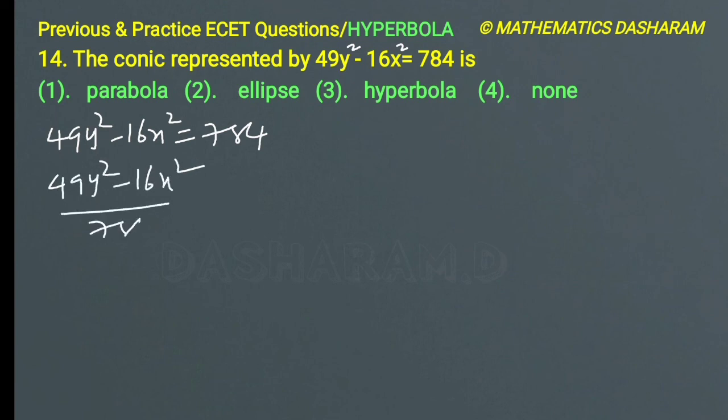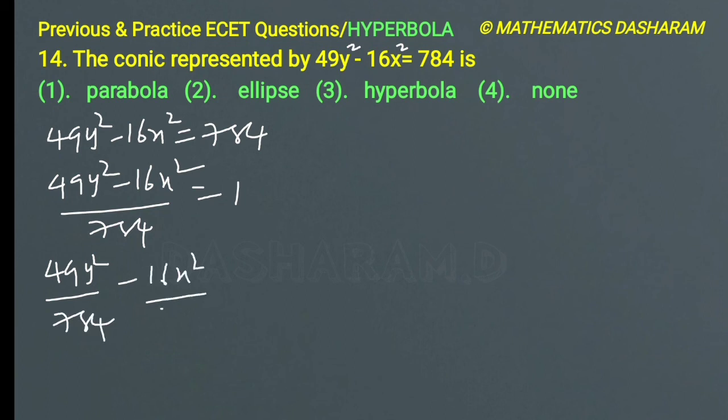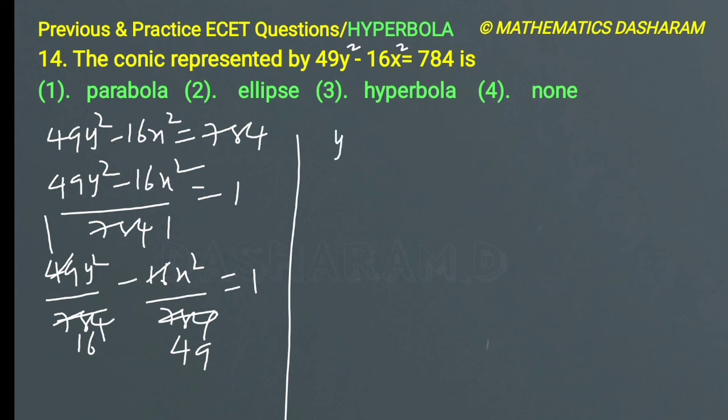So by 784 equals to 1, split into two fractions: 49 y square by 784 minus 16 x square by 784 equals to 1. 49 ones are 49, 49 16s are 784, 16 ones are 16, 49s are 784. So y square divided by 16 minus x square divided by 49 equals to 1.